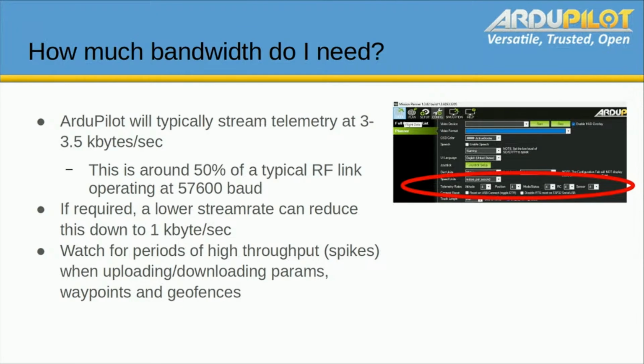If required, you can lower this. I've got a screenshot there of Mission Planner. These are what's called the stream rates in ArduPilot. The GCS is telling ArduPilot how often you want ArduPilot to send the data streams back for things like the aircraft's attitude or voltage. The default for most GCSs is 4 Hertz, so it will send the aircraft status down to the GCS 4 times per second. You can make this bigger or smaller depending on your needs.